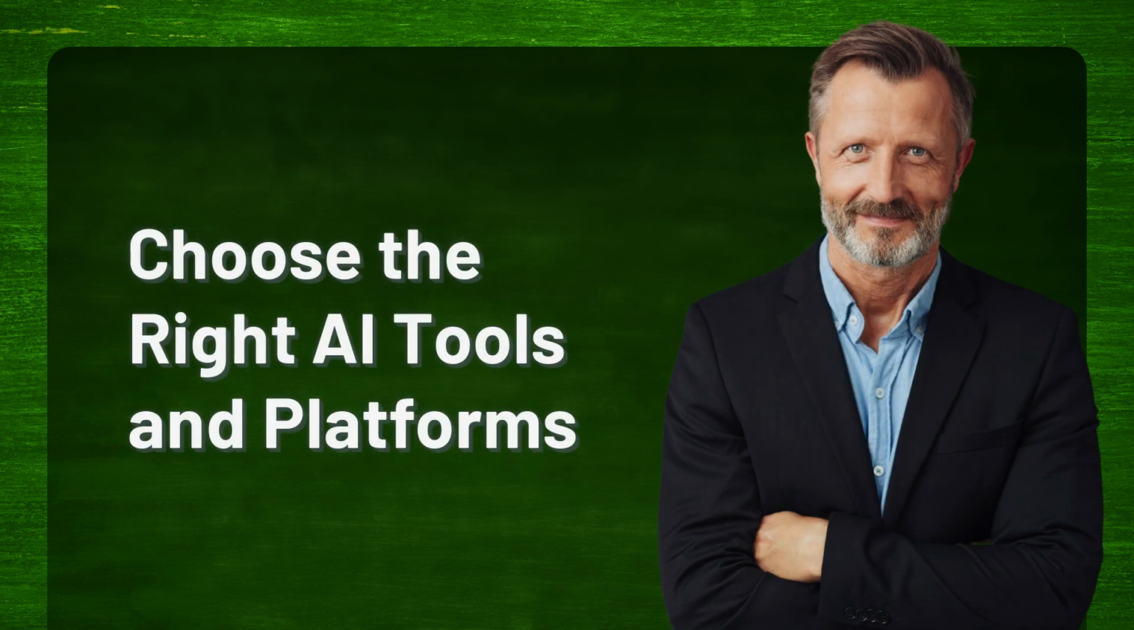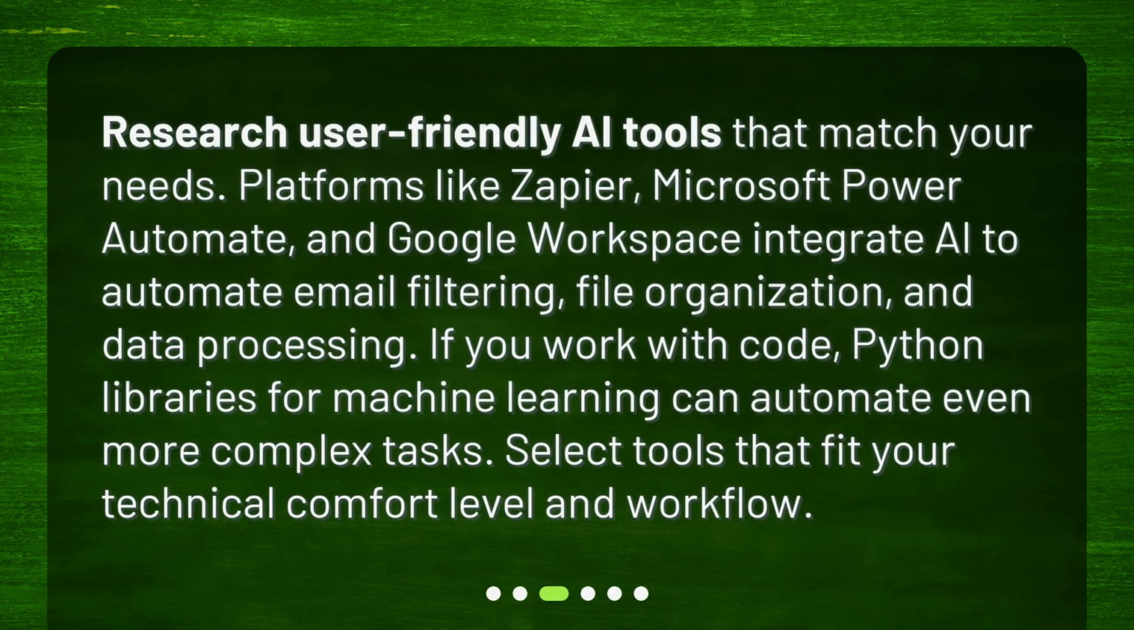Choose the right AI tools and platforms. Search for user-friendly AI tools. Platforms like Zapier, Microsoft Power Automate, and Google Workspace integrate AI to automate email filtering, file organization, and data processing. Select tools that fit your technical comfort level and workflow.